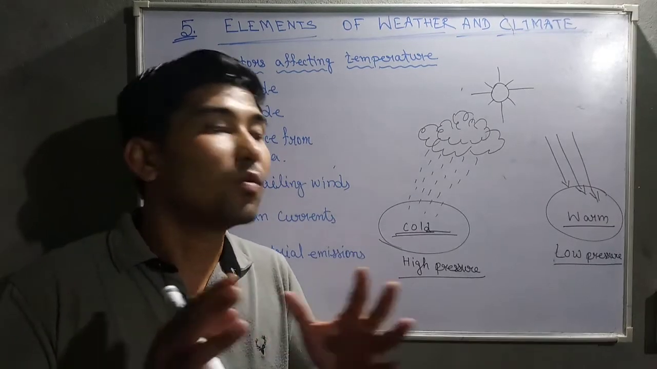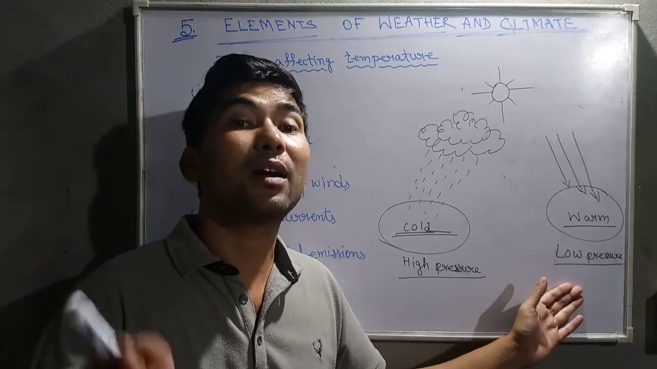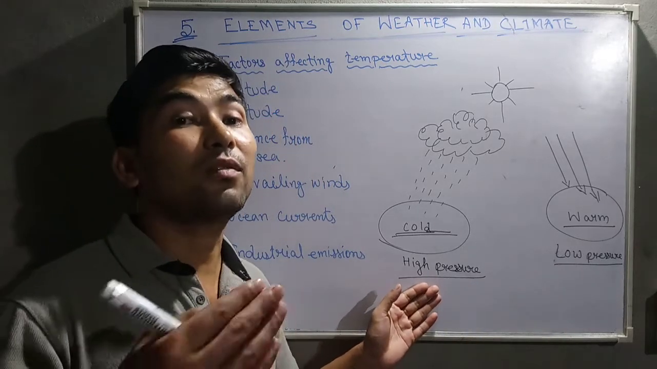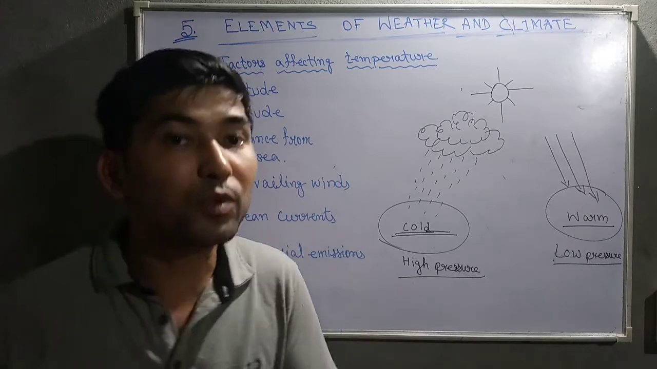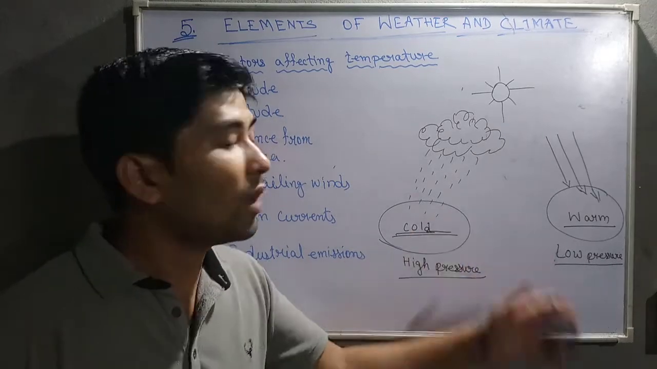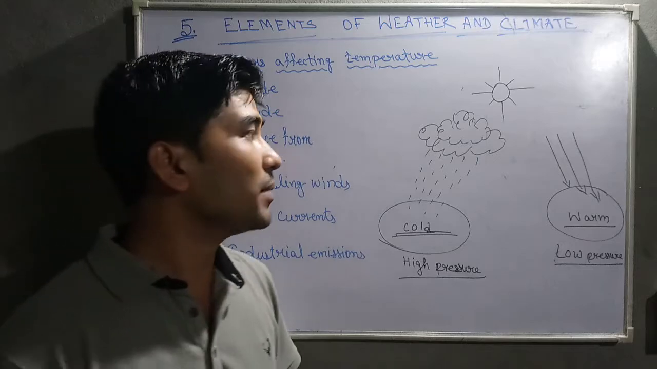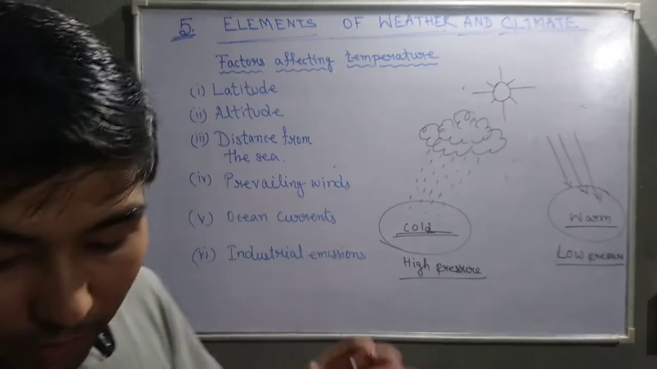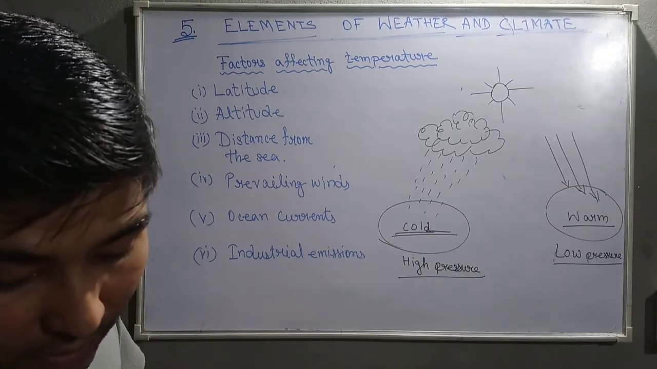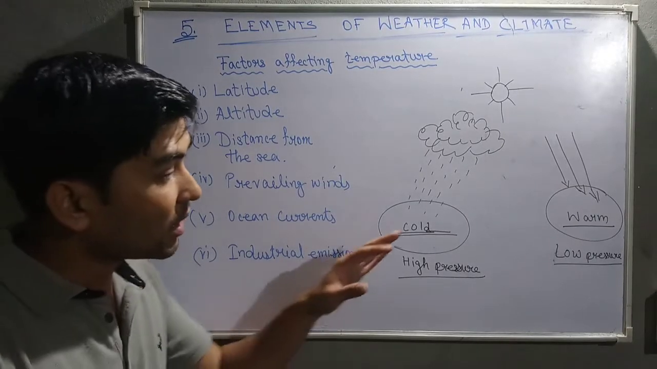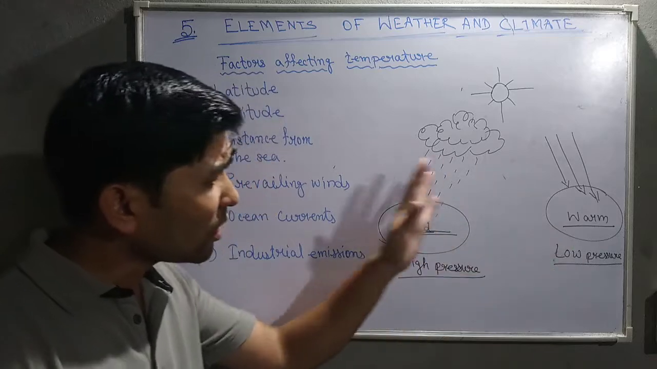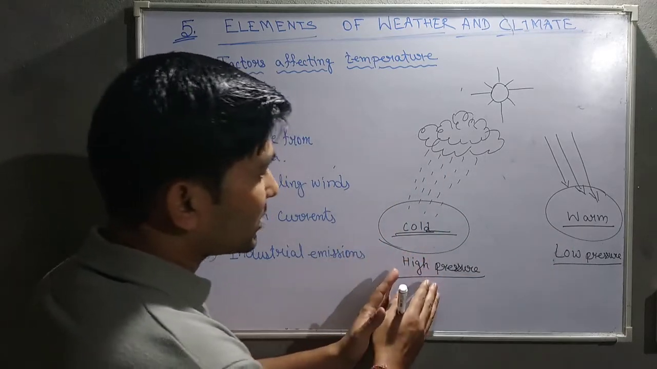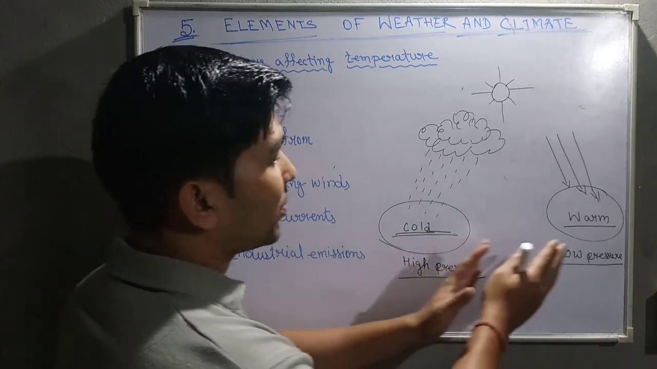So what happens? Warmer air or warmer areas have low pressure, and it cannot fight the cold winds that are of high pressure. So cold winds will push back the warmer winds. So that is the prevailing winds. These are all planetary winds, and they blow from the hot region of the earth to the colder region. You can say that high pressure winds are this one and low pressure winds are this one.